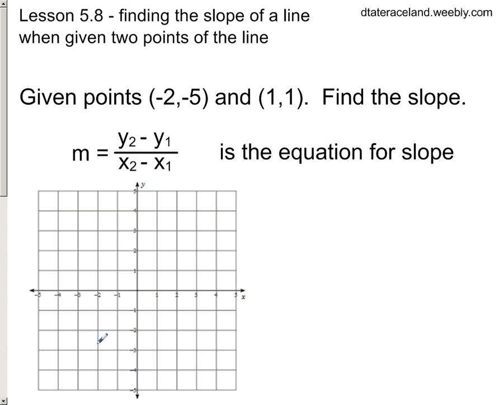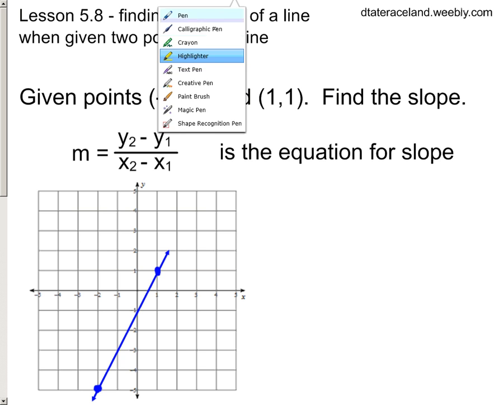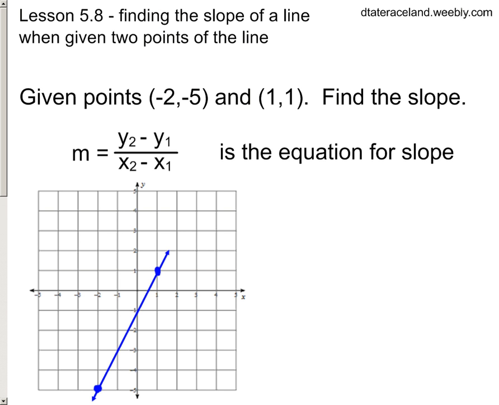Here's -2, -5, so here's the first point right here, and 1, 1. Here's the second point. Let's go ahead and there we have the line. Now, if you want, you can always graph it, but sometimes you get points that are so far from each other it becomes very difficult to make use of that.